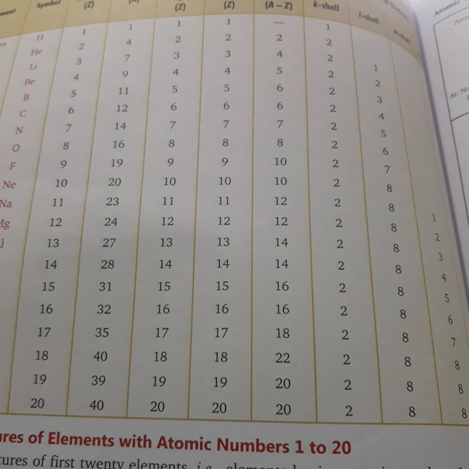Okay, then carbon. Carbon's atomic number is 6. What will be the electronic configuration? 2. First shell, maximum 2 electrons. 6 minus 2, 4 are left. 4 will go to the second shell. Okay, so what is the valency of carbon?